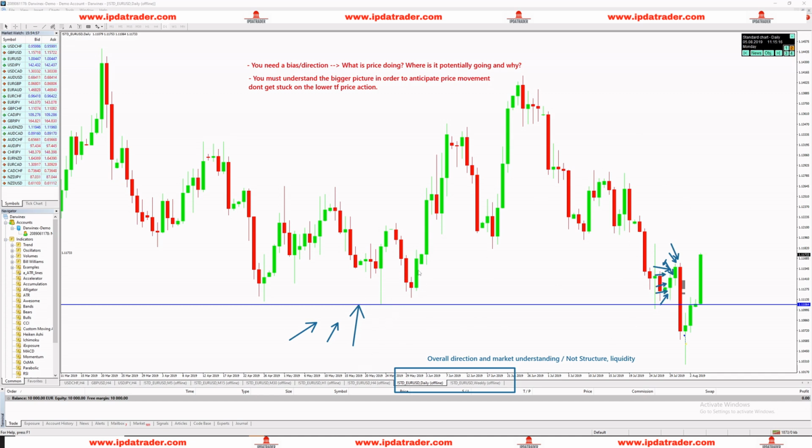And the bigger picture here was that liquidity was resting here, that liquidity is resting here as well, that we had some imbalance to fill from here to here, and that we had a potential retracement unfolding or a squeeze up because shorts have been trapped below the pool, right? So that is that. So that is the overall direction and market understanding.